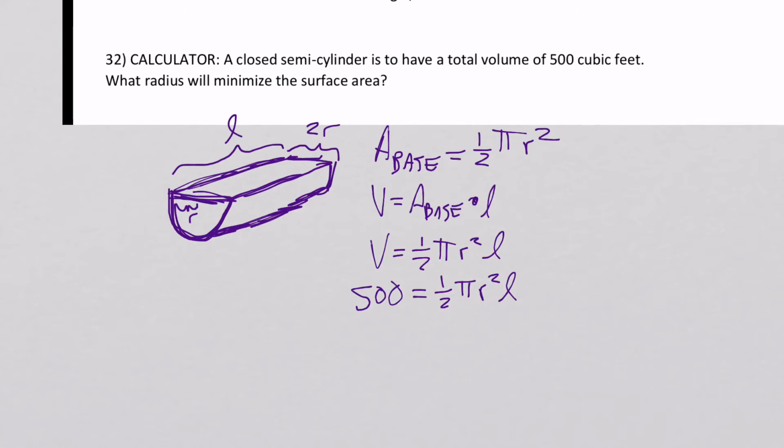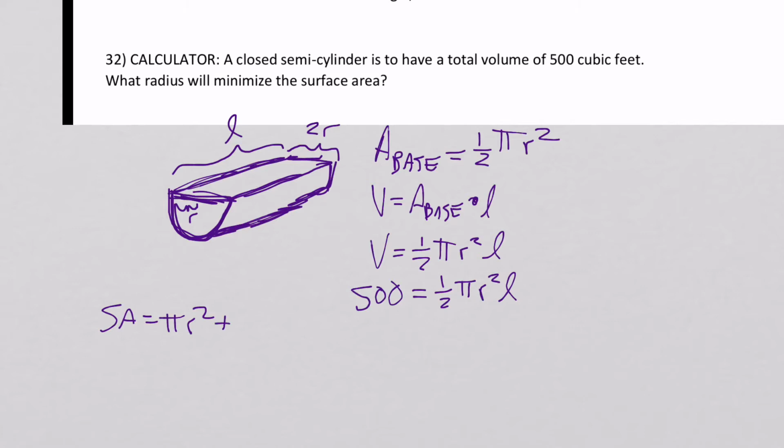We're trying to minimize the surface area, which means we need an equation for the surface area. Well, surface area just means literally all of the areas of every surface. So if you think about the area of the bases, we have one base at each end. Each base is a half of a circle. So the area of both bases combined is a full circle. So the area of the bases is going to be pi r squared. What else do we need? We need the area of that top rectangular piece. We know that top piece is included because it's called a closed semi-cylinder, so all surfaces are sealed.